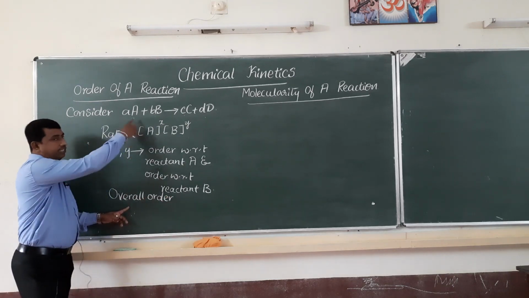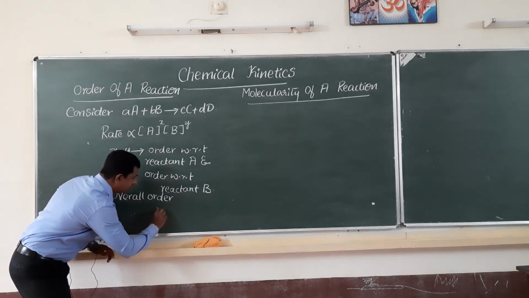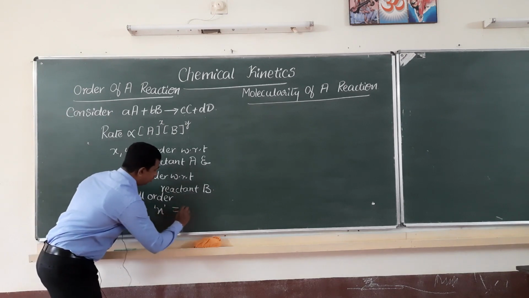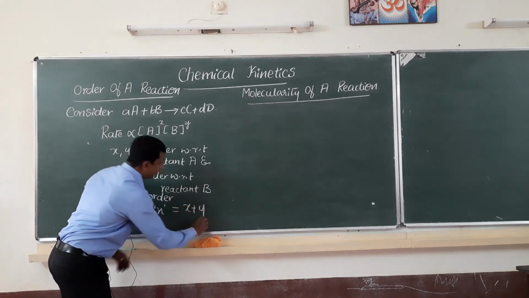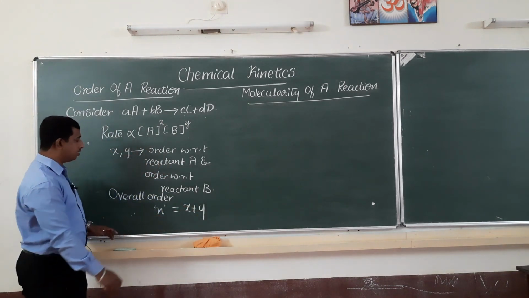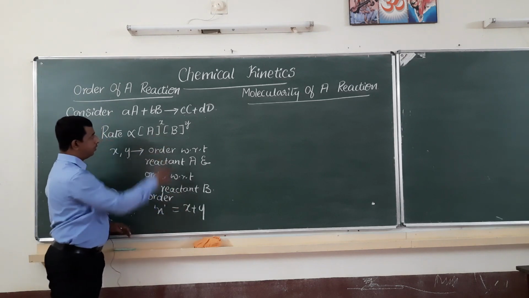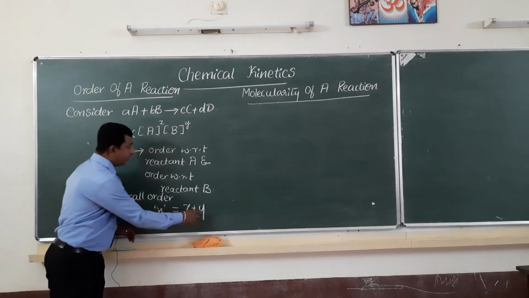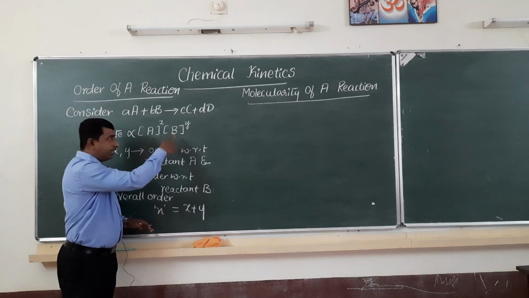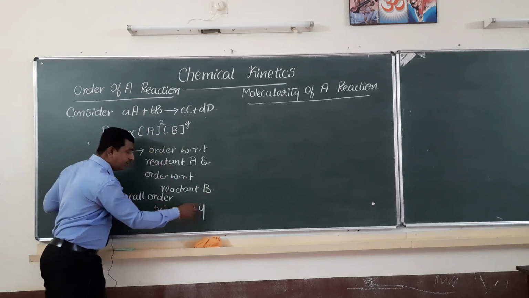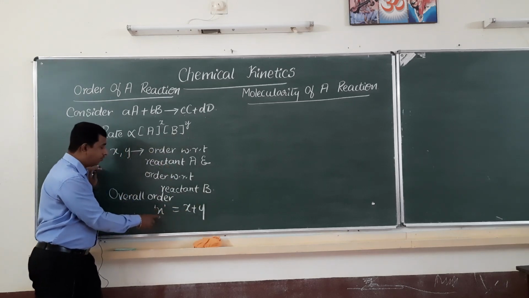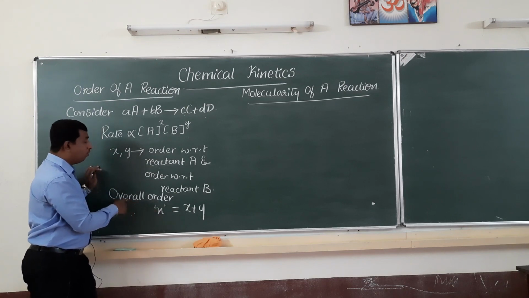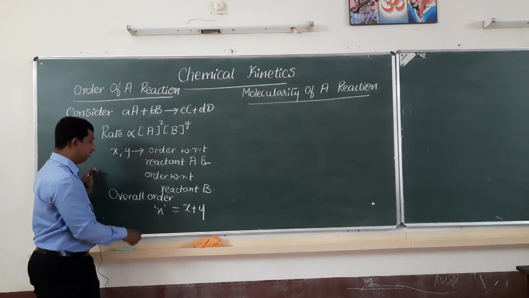Now, the overall order for this reaction, I can take it as n. It is equal to x plus y. I have to add the exponents, x plus y. So x is the order with respect to reactant A, y is the order with respect to reactant B. If I add x and y, I will get n. What is n? n is the overall order of the reaction.